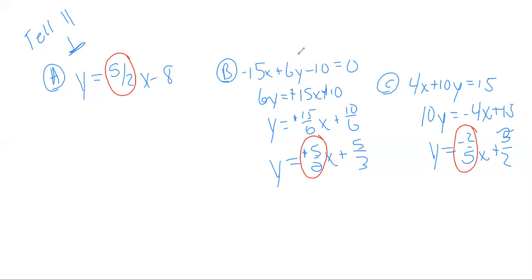Well, the slope of A and B is the same, so A is parallel to B. The slope of A and C are opposite reciprocals. So A is perpendicular to C. And the slopes of B and C are opposite reciprocals. Whoops, that should be a C. So B should be perpendicular to C. And that right there would be your answers.